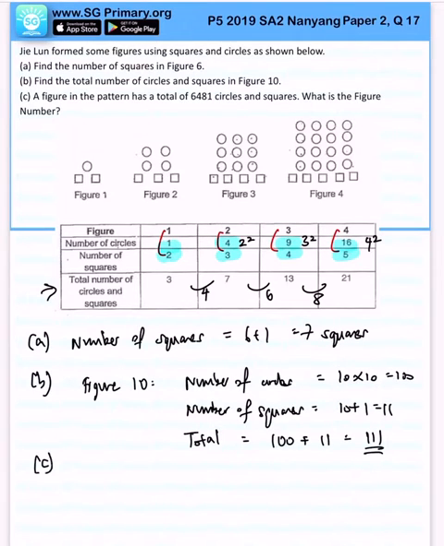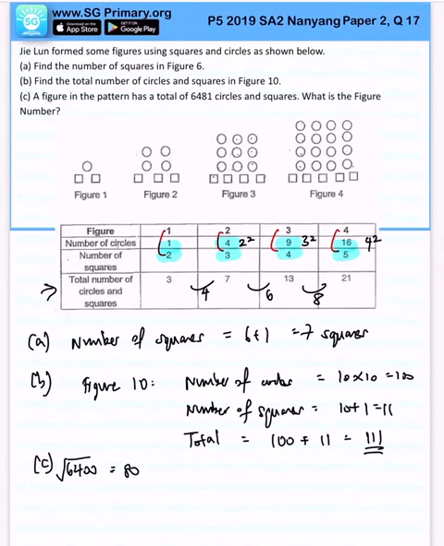Okay, the last question. A figure in the pattern has a total of 6481 circles and squares. What is the figure number? Okay, so this is actually just a guess and check question. So we know that it is 6481 circles and squares, right? So naturally, 6400 comes to my attention because 6400 is a perfect square. So if we were to square root 6400, it's actually 80.